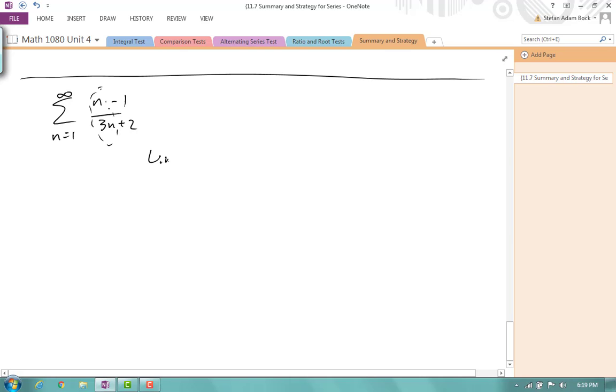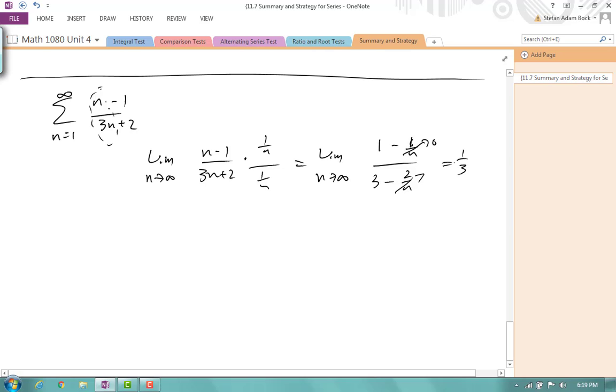And the limit, as n goes to infinity, of n minus 1 over 3n plus 2 is just going to be the coefficients, giving me 1 minus 1 over n over 3 minus 2 over n. These go to 0. This gives me 1/3, which is not 0, which is necessary for convergence. So I just accidentally did the test for divergence.